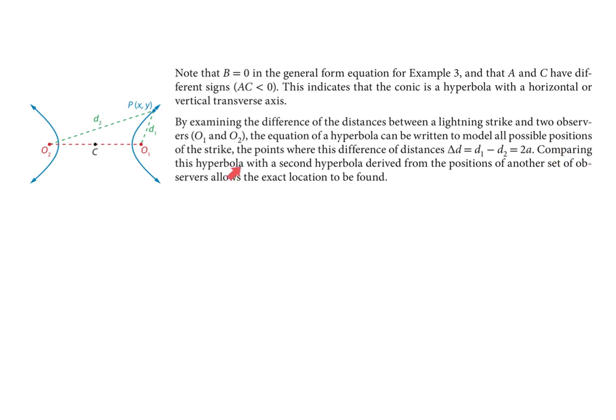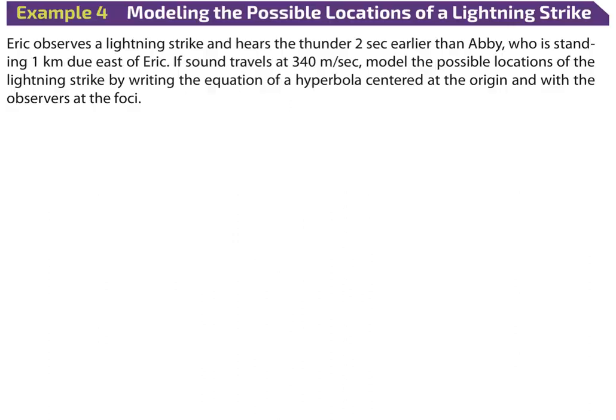They do tell us, comparing this hyperbolic function with a second one derived from the position of another set of observers. So if you had 4 observers, you could actually pinpoint this exactly. We're just going to get a set of points. The lightning strike could be anywhere in this set of points. So we're going to actually come up with a formula for it.